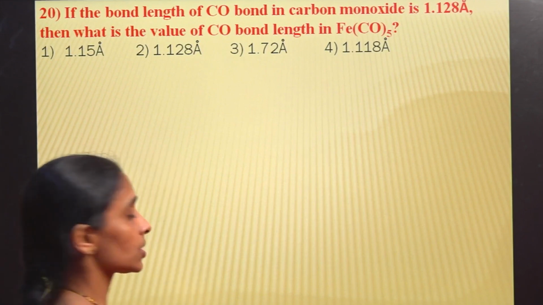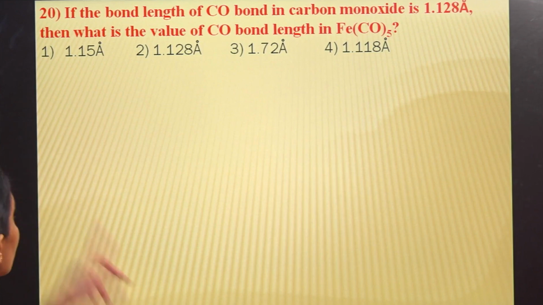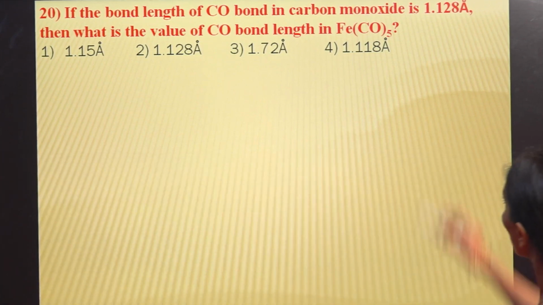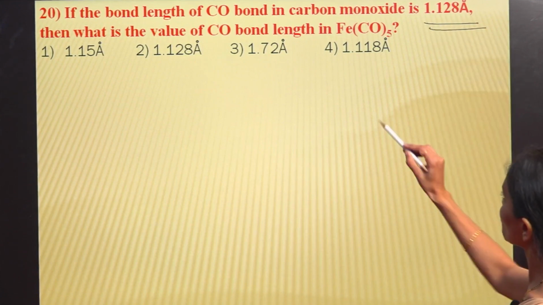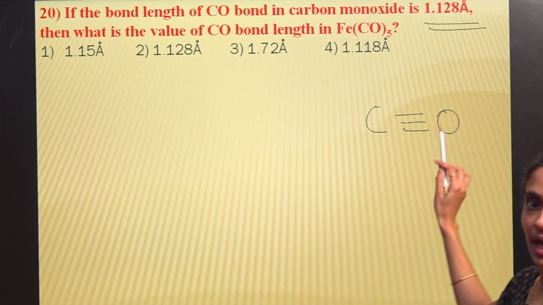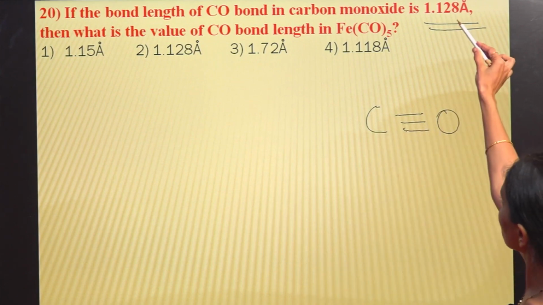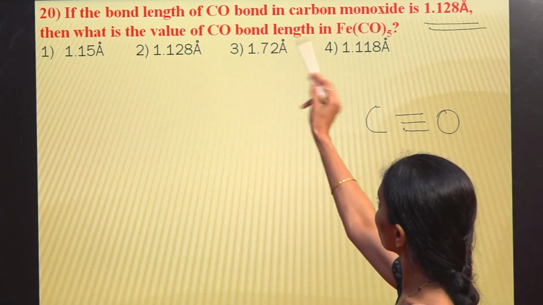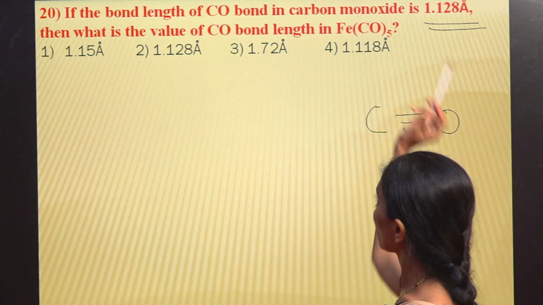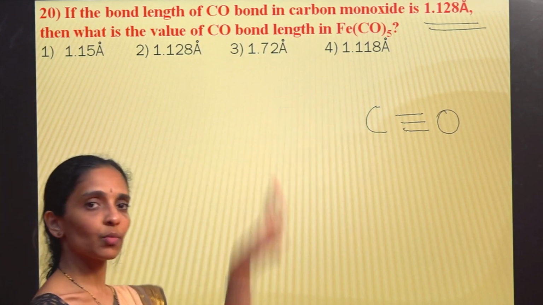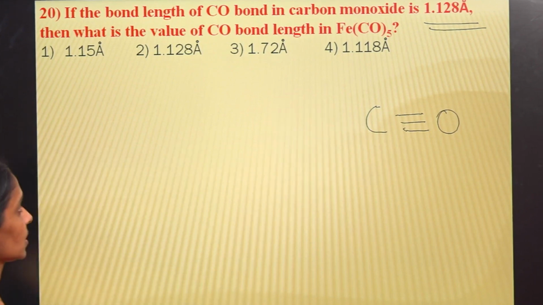Again a question on metal carbonyl. If the bond length of CO bond in carbon monoxide is 1.128 angstrom, carbon monoxide has a triple bond between carbon and oxygen. So this bond length is given as 1.128 angstrom. What is its value in Fe(CO)5? That is iron pentacarbonyl. Will the bond length be the same in iron pentacarbonyl also, or whether it is different, that we have to answer now.